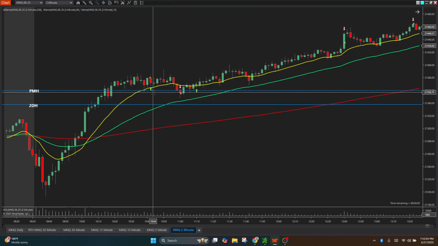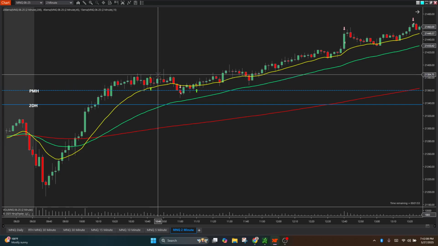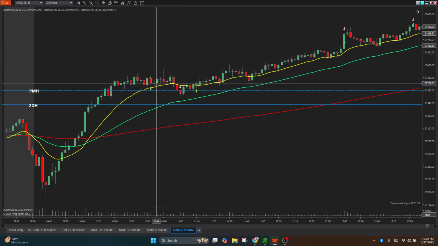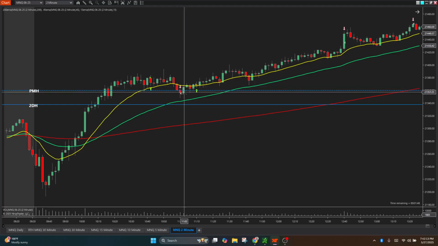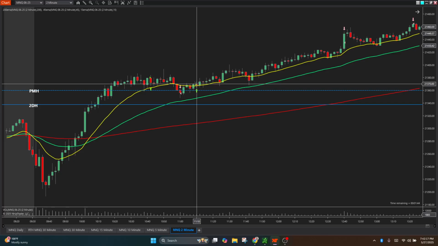And I got long again because it looked like they just took out some stops here. And it's going to happen. This thing could have just taken off, not done this, but this time they took out some stops. I got stopped out. It's a part of trading. So I got back in here, just 3 micros on each of these entries.